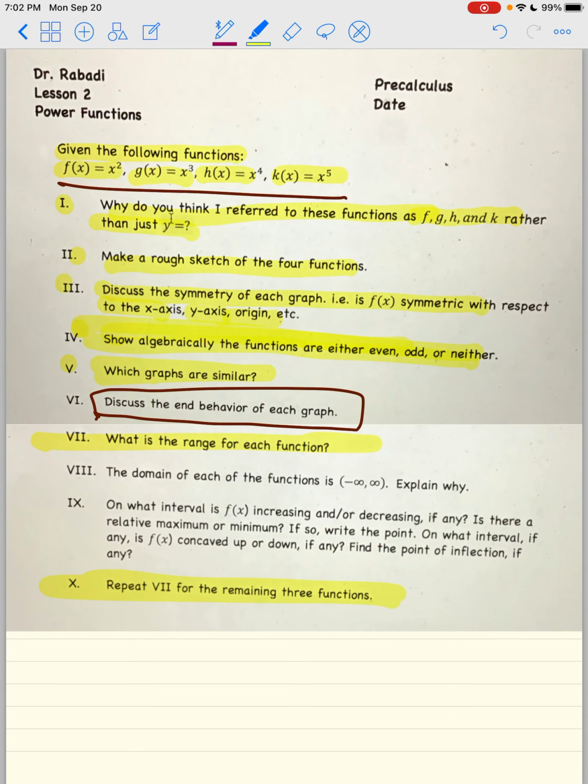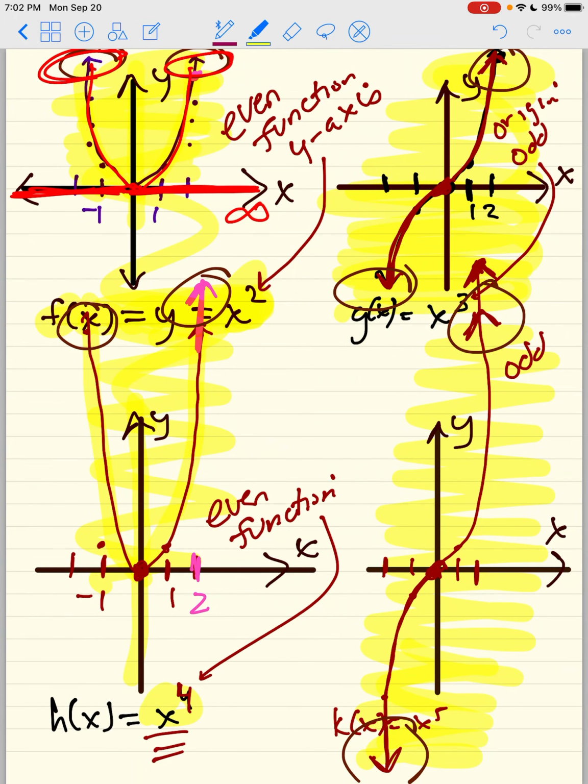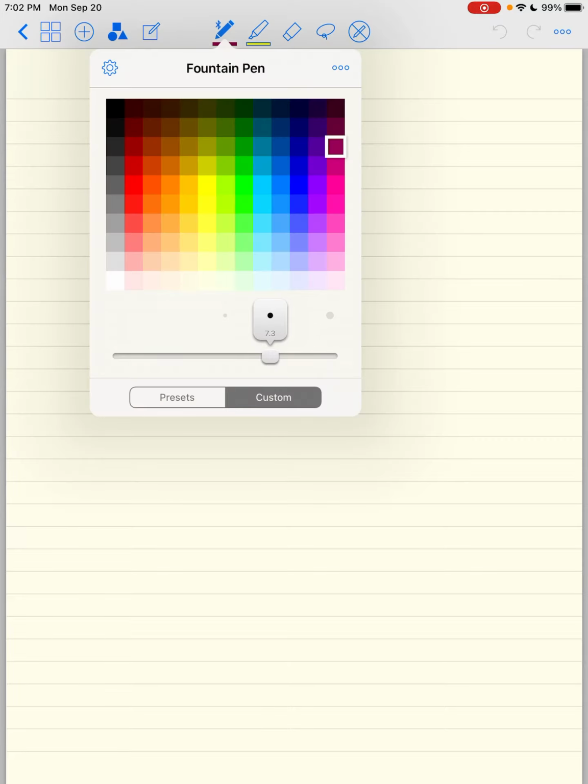Here's a great question. What is the range for each function? The range is the set of y values. Take a look. Let's do this right here. This one here, the parabola. I'll draw it here for you guys. This is the parabola, y equals x squared. What is the range? What are the y values?